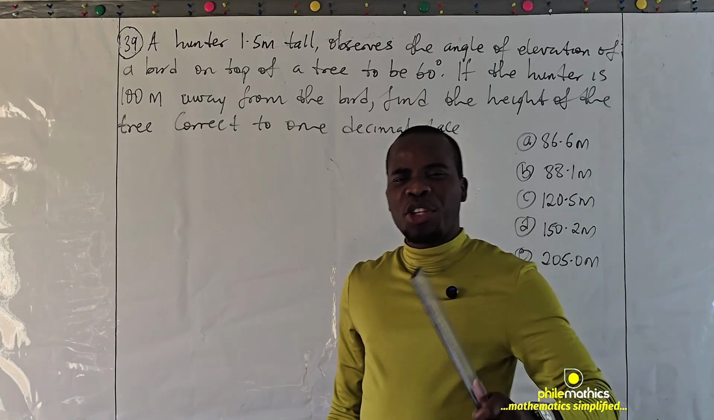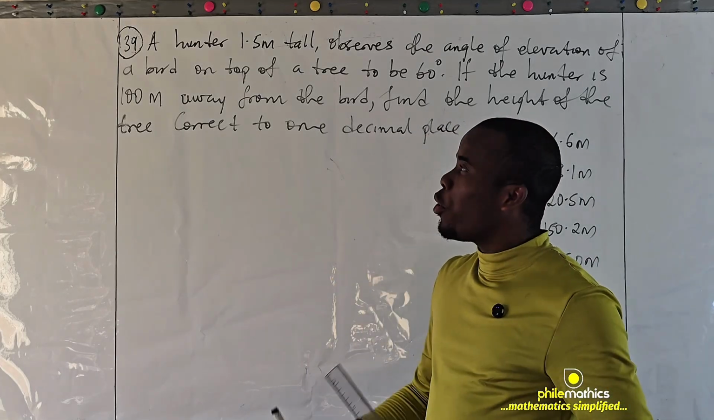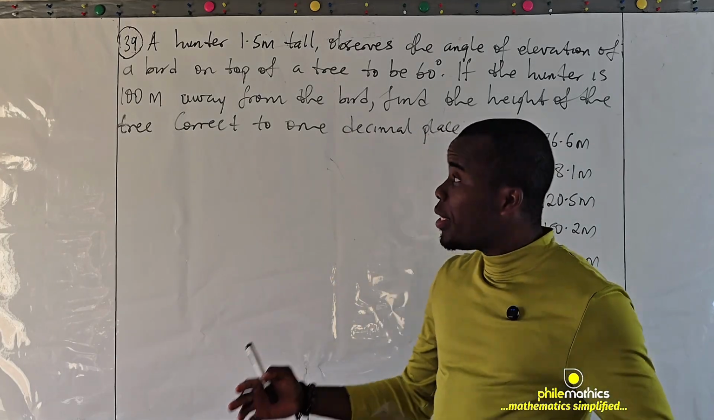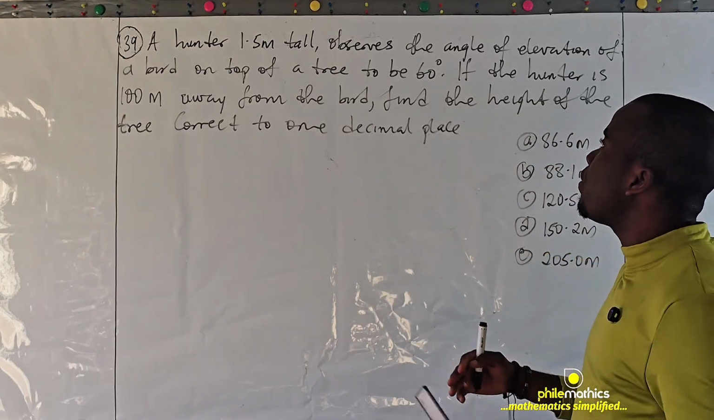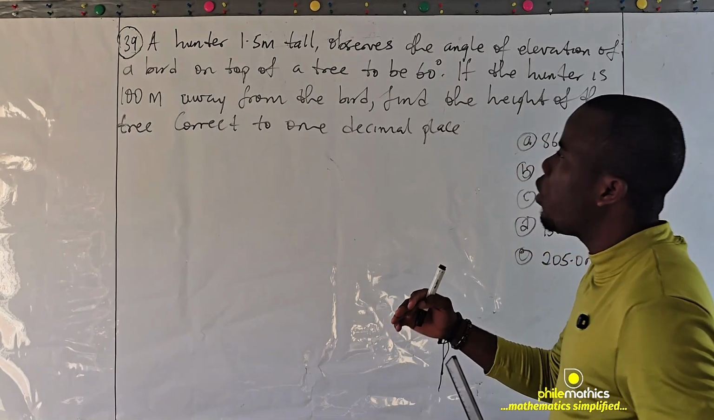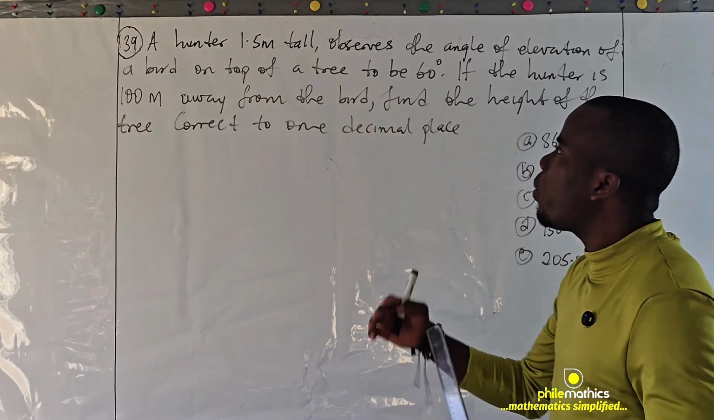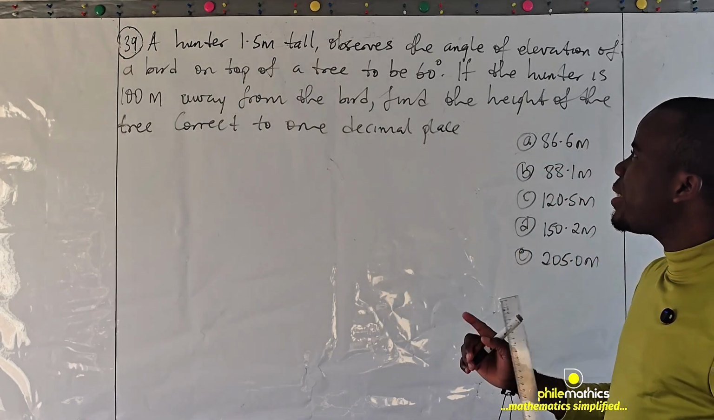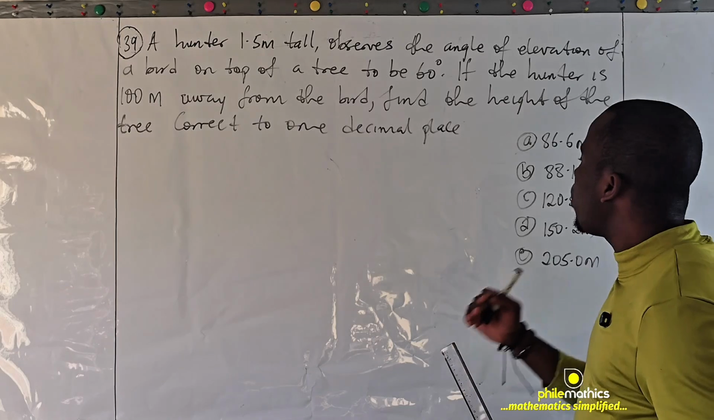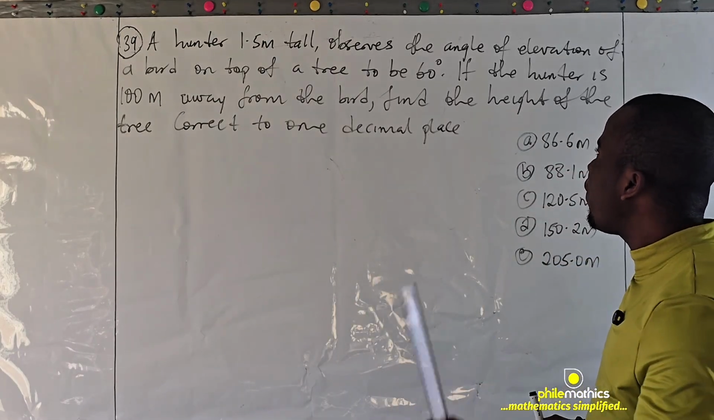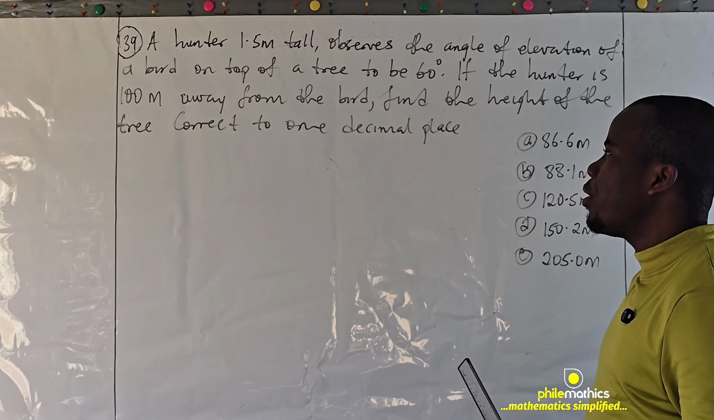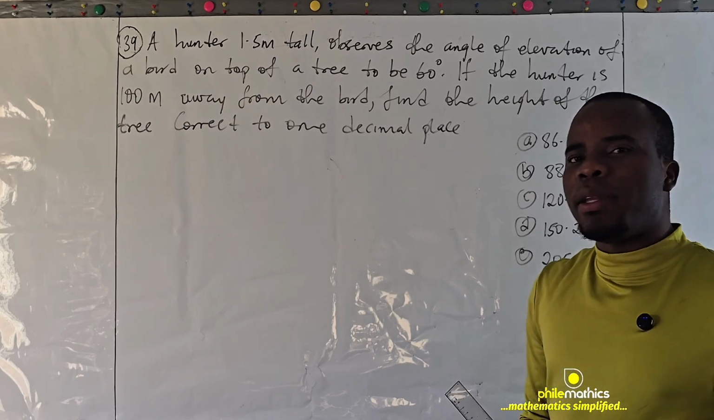The 39th question of NECO 2025 is on angle of elevation. It says a hunter 1.5 meter tall observes the angle of elevation of a bird on top of a tree to be 60 degrees. If the hunter is 100 meters away from the bird, find the height of the tree correct to 1 decimal place.